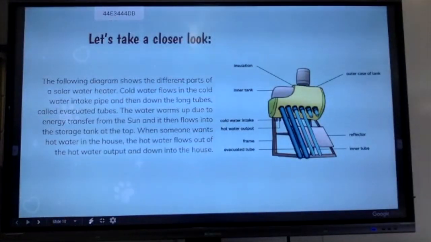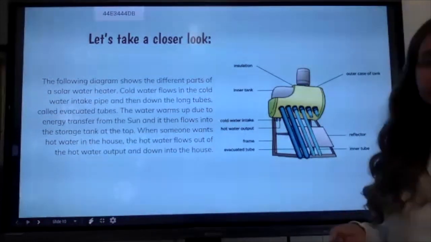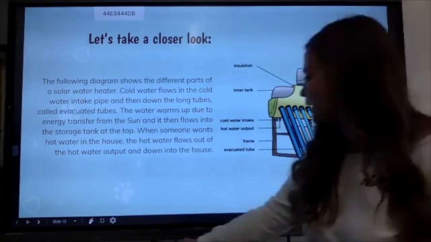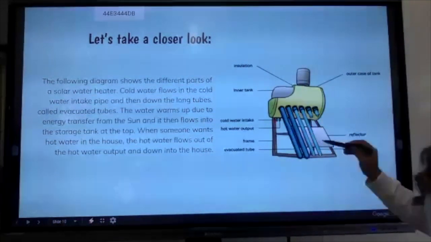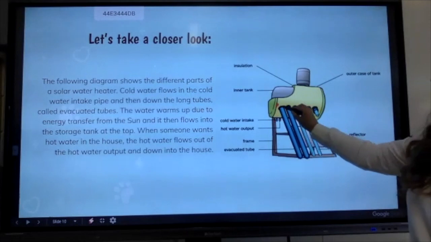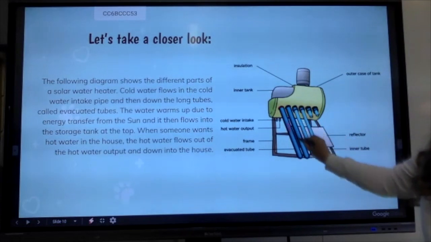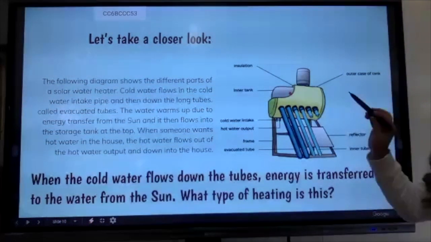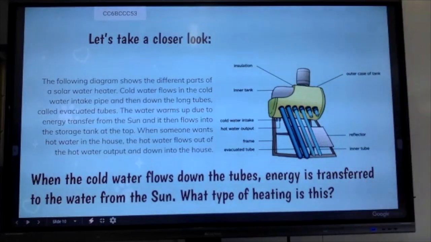All right, so here is another diagram, and it shows a different solar water heater. Same concept, a little bit different design. And this shows how the cold water flows in the cold water intake. Right here. The cold water intake is right here. And down the long tubes, which are called the evacuated tubes. So it goes in the cold water intake and down the tubes and then back up around and back into the inner tank. The water warms up due to energy transfer from the sun. And then it flows to the storage tank at the top.